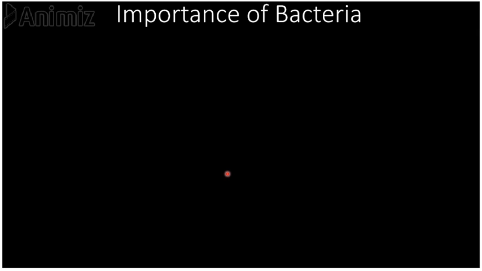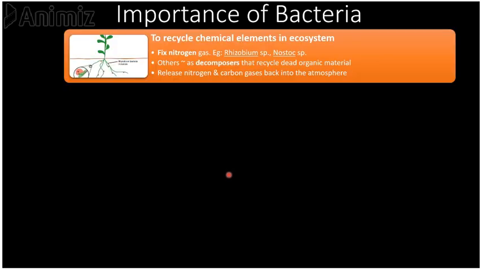Okay, and then lastly, let's talk about the importance of bacteria. The importance of bacteria is to recycle chemical elements in the ecosystem. For example, rhizobium fixes nitrogen. It means that rhizobium will take the nitrogen in the environment and convert it into an organic form, for example nitrite or nitrate, which will be used by the plants, and the plants will convert those compounds to form protein.